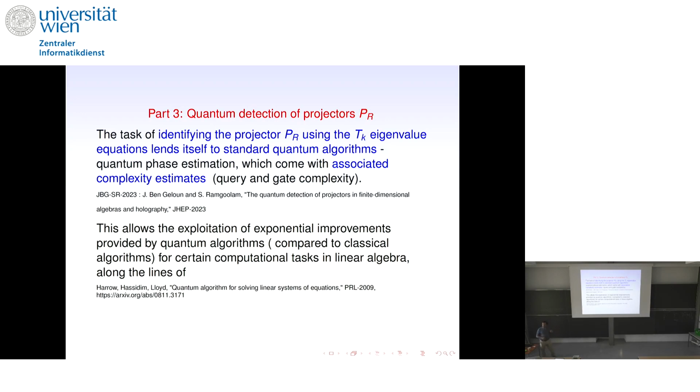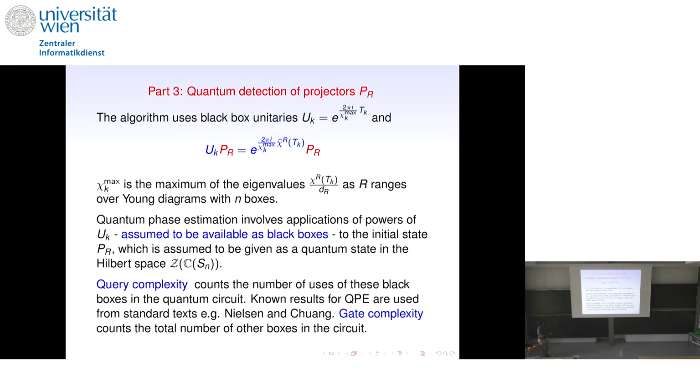Quantum information theory comes along and says, great, all you have to do is use quantum phase estimation. It's a known technique. What you do is put in the TKs, exponentiating them. There's an appropriate normalization in the exponential. And you apply these unitary operators to the projector. You get a phase times that projector. And there is a way of figuring out, using a quantum circuit that involves application of this UK, what that eigenvalue is.